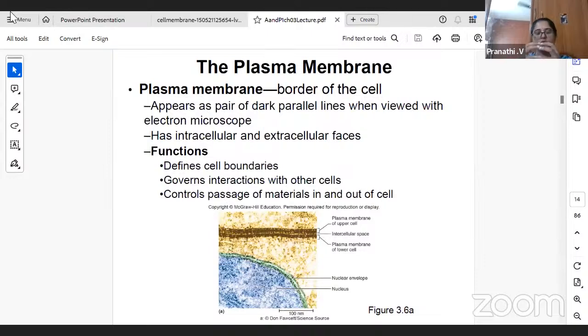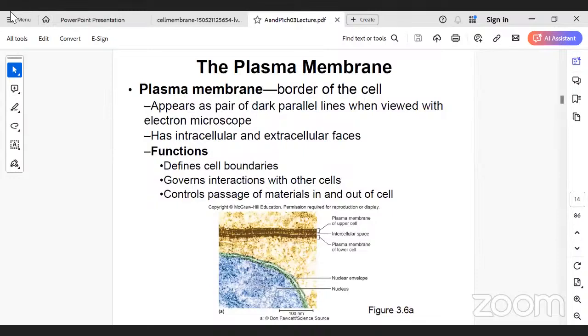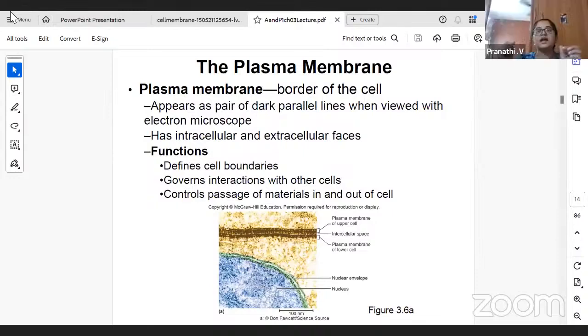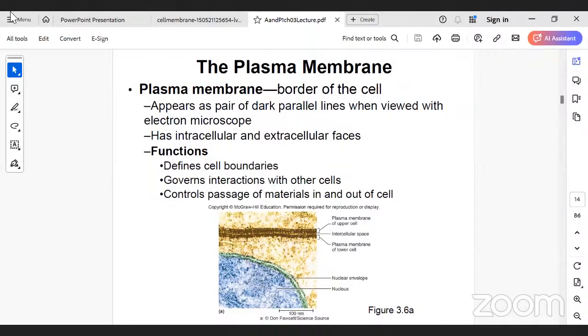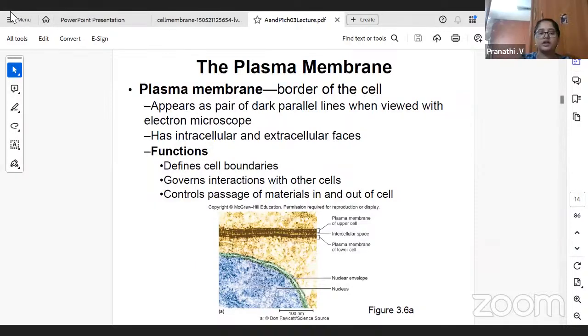So with the plasma membrane, what is going to happen is it is going to form a boundary of the cell. And this plasma membrane has pores, signaling molecules, and many other proteins on it, which will help in maintaining the position of the cell inside that particular tissue. At the same time, there are signaling proteins on the surface of the plasma membrane, which will help in interaction with other cells that are present next to each other.